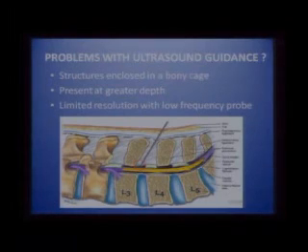So the problem with ultrasound guidance for neuraxial blocks is that the structures are enclosed in a bony cage, and you know that bone does not transmit ultrasound waves. So it is quite difficult trying to pick up structures in between the windows that you have between these spinous processes. The angle from which you can view these structures is quite limited. And these structures are present at a greater depth, which means you need to use a low-frequency transducer, which by definition does not give you a very clear image. And that is the problem when you use a low-frequency transducer.